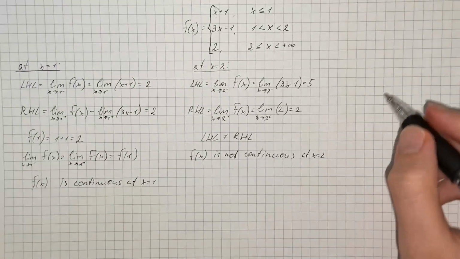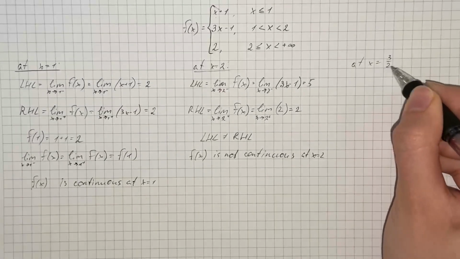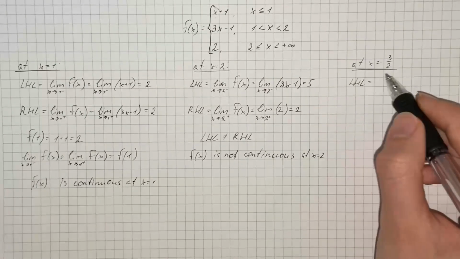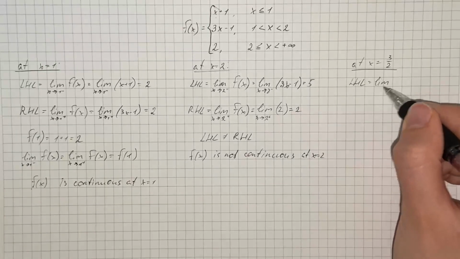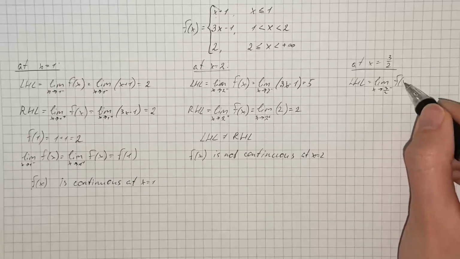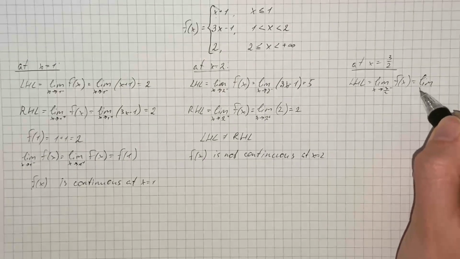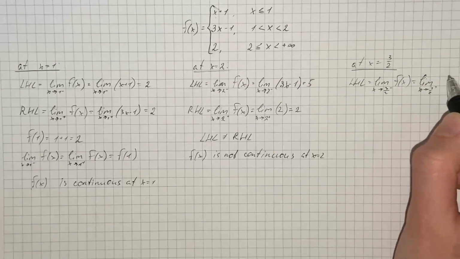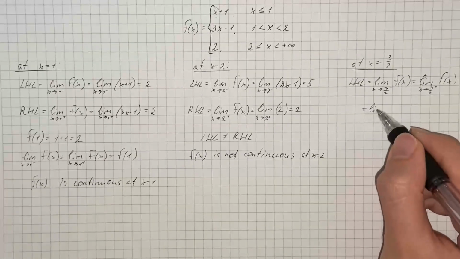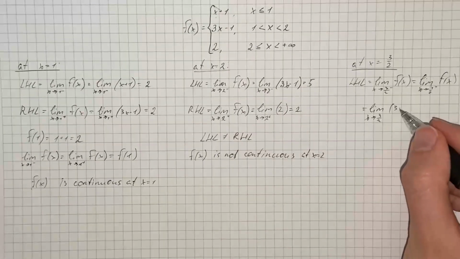Now we're going to check continuity at x equals 3/2. Therefore, the left-hand limit equals the limit as x approaches 3/2 minus of f of x, and that equals the limit as x approaches 3/2 from the right side of f of x, and therefore that's going to be the limit as x approaches 3/2 of the function 3x minus 1.